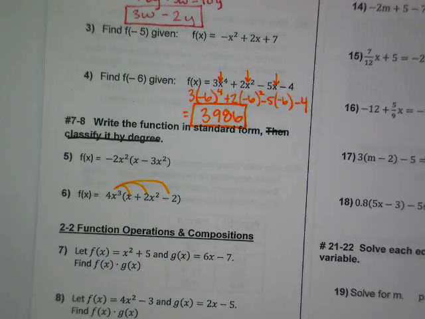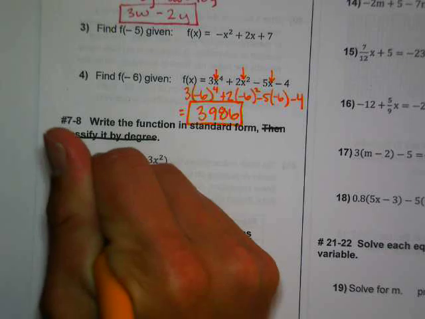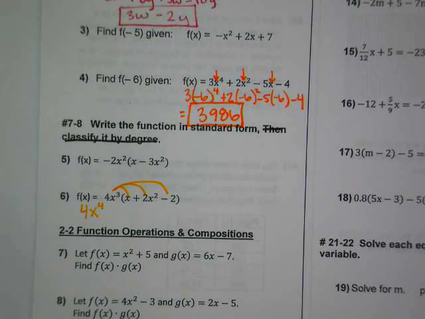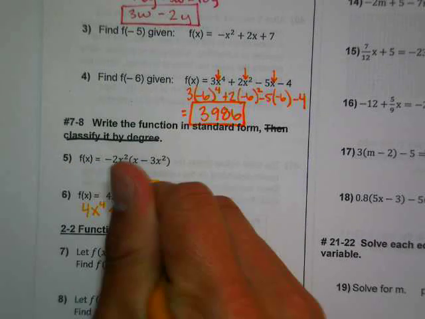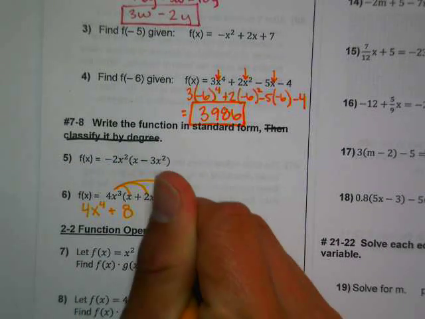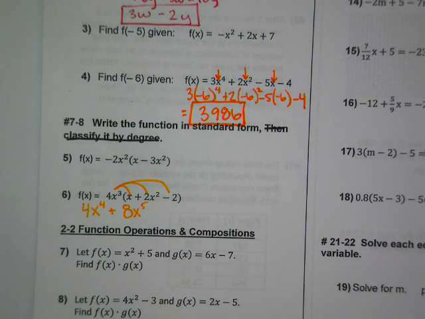So 4x cubed times x is 4x to the 4th. And 4x cubed times 2x squared is 8x to the 5th. 4 times 2. But you add your exponents. And if you forget about adding exponents, it is on the exponent rules in the back in blue. You see that very first one, how you're adding your exponents.